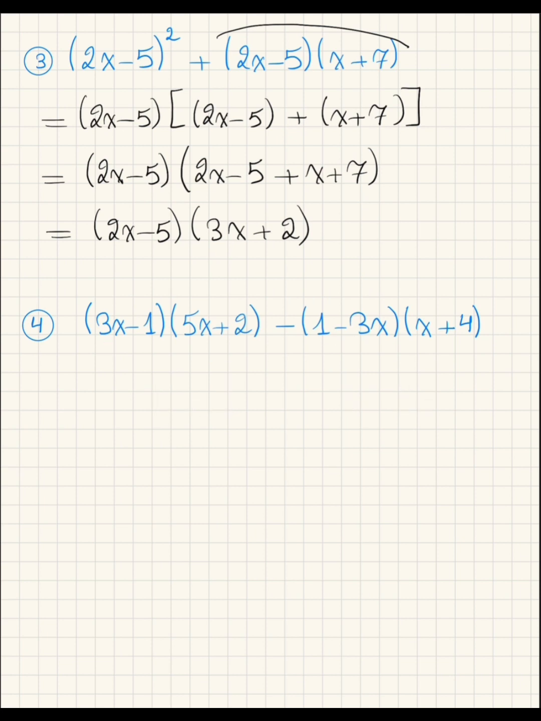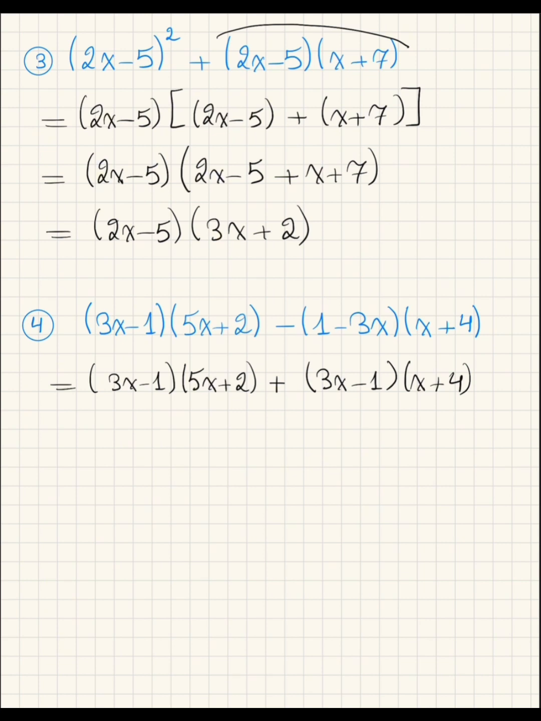So what do I do? Well, I'm going to copy the first term, 3x minus 1, multiplied by 5x plus 2. My goal here is to convert this into 3x minus 1 times x plus 4. So I must swap these two terms. Can I do that? Yes, but I have to change this outer sign, which becomes plus. So whenever you swap two terms and there is a minus in between, I must change the outer sign.